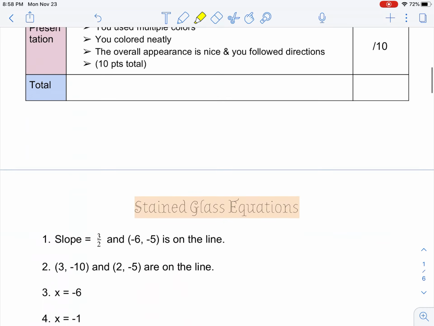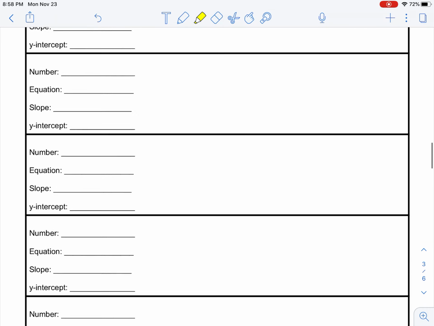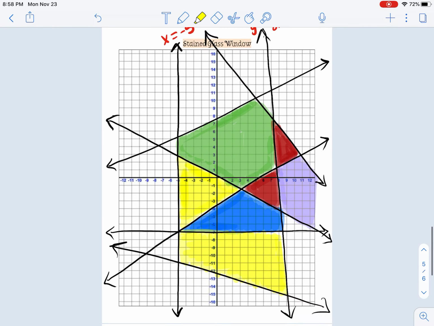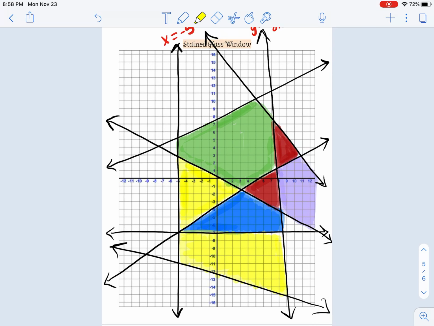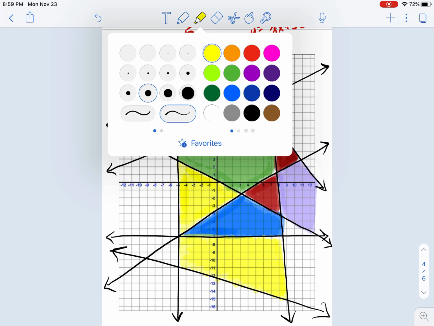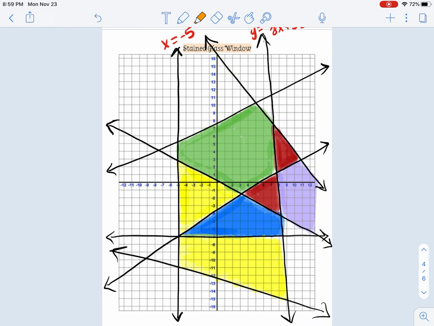So I'm going to go down here. I have a graph that is just something that's kind of arbitrary. I just drew some random lines on here. This is not an actual solution. This is just so you can see what we're doing. Let's just pretend like these are all of the lines that I calculated, and then I graphed all of them. In between the lines that I'm graphing, I'm going to color them in. So I choose a color that I want, and then I'm going to color in that space.